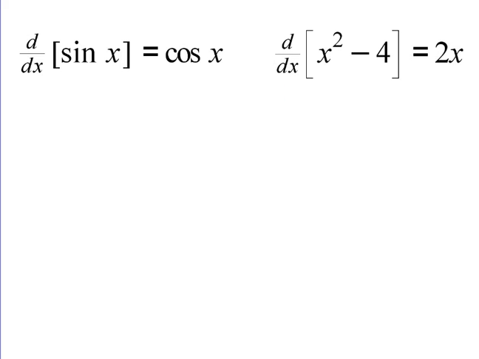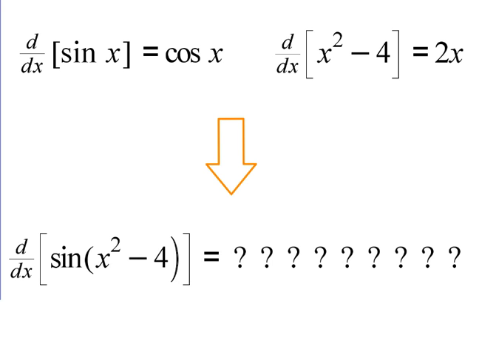So let's take a look at a couple of these functions here. I've got two functions, sine of x and x squared minus 4. And we can take the derivative of both of these functions. We know that the derivative of sine of x with respect to x is simply cosine of x. And the derivative of x squared minus 4 with respect to x is 2x. But what about the derivative of sine of the quantity x squared minus 4?